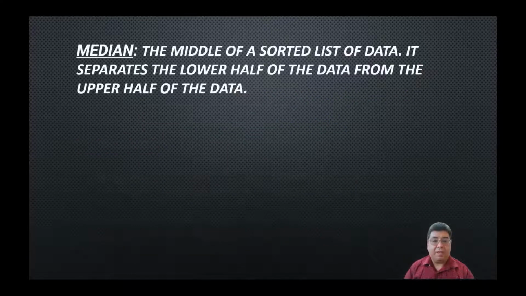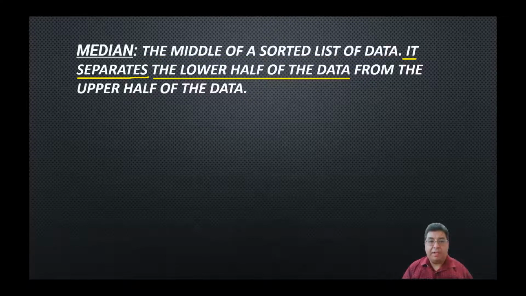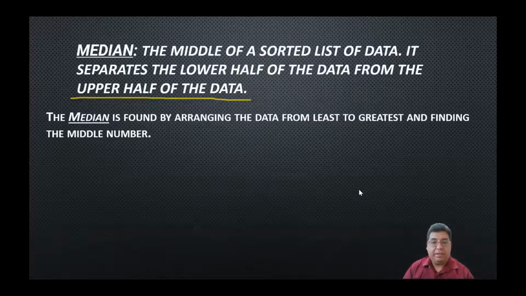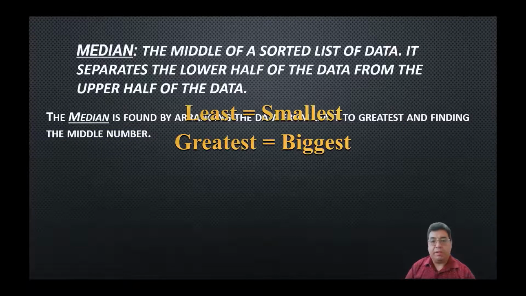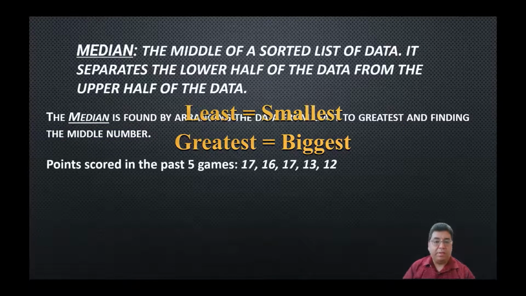And the median is the middle of a sorted list of data. It separates the lower half of the data from the upper half of the data. The median is found by arranging the data from the least to the greatest, and finding the middle number. Now remember, least is always the smallest and greatest is always the biggest. So that's what they mean in math terms here.